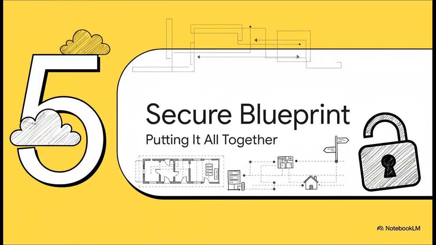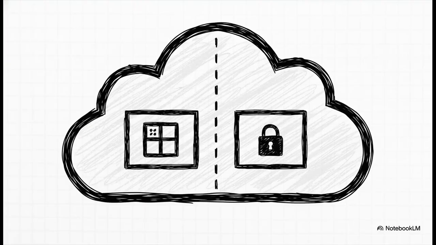All right, let's put it all together. We've talked about the rooms, the signs on the wall, and the locks on the doors. So now, let's see what the final blueprint for a really secure application actually looks like. So, step 1, we start with our big empty VPC, our office building, and the very first thing we do is divide that space. We create a public area for anything that needs to talk to the internet and a private, secure area for our backend.